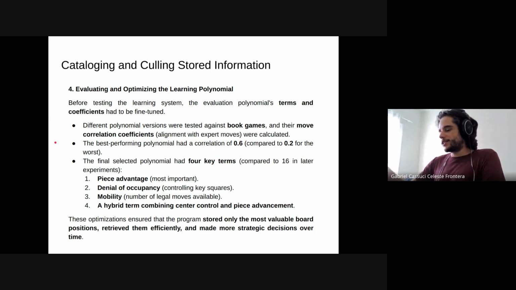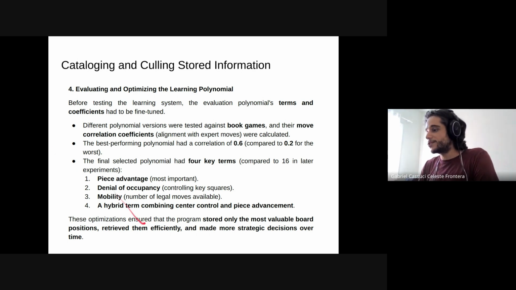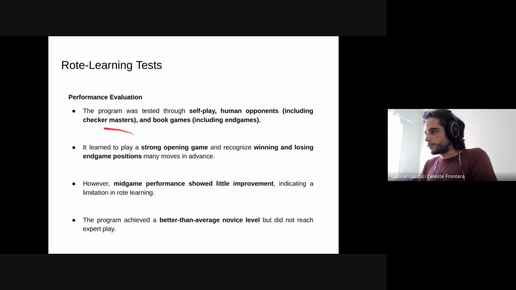So this is kind of just selecting a first model, and then later they can add other features. But they did this selection based on the correlation with examples of good plays. So they had these recorded moves, book moves. And they tested with self-play, human opponents, and book games.